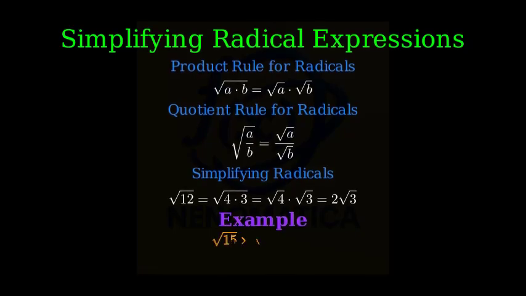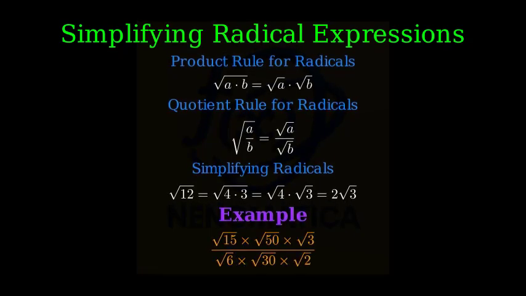We need to calculate the value of the expression: the square root of 15 times the square root of 50 times the square root of 3, all divided by the square root of 6 times the square root of 30 times the square root of 2. Let's solve this step by step following our algorithm.